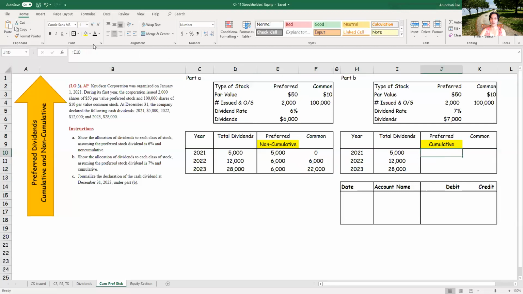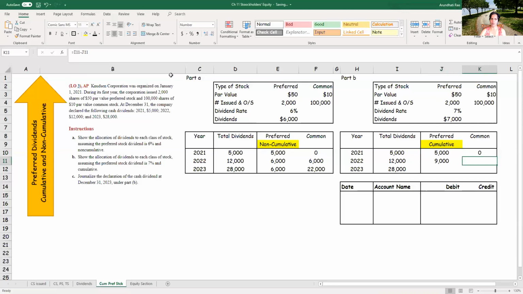Now, let's take a look at if they were cumulative. The first year, only 5,000 was available. All of it went to the preferred stockholders. Common stockholders got nothing. The second year, 12,000 is paid out. What happens? The preferred stockholders are going to get 7,000 for the current year, plus 2,000 from the previous year, a total of $9,000. Again, they were supposed to get 7,000 minimum each year. They got only 5,000, so 2,000 is carried over into the second year, and that's what they get.